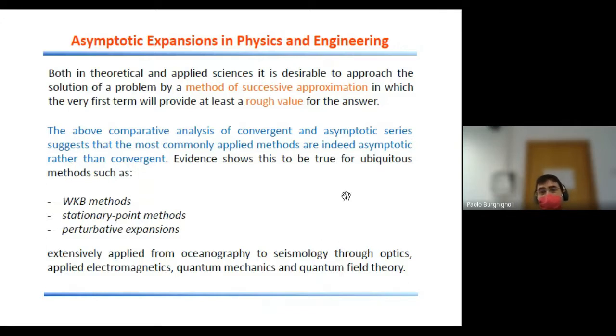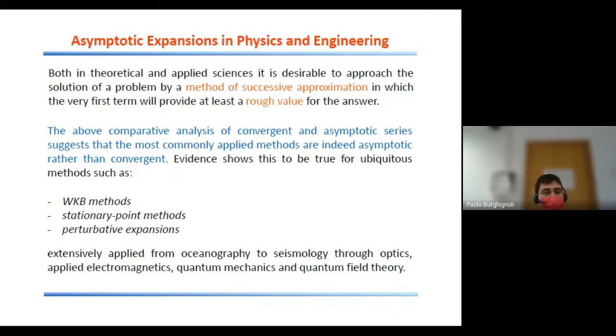And actually, asymptotic expansions in the form of divergent series appear in virtually any application area. Examples are the so-called WKB methods, Wentzel, Kramers, Brillouin, that are also called phase integral expansions. They are very used, for example, in quantum mechanics, but also in the theory of propagation in non-uniform media. Then there is the vast class of the so-called stationary point methods. We will address them next week. And then the perturbative expansions on which, for example, quantum field theory is mostly based, with applications again ranging from oceanography to seismology through optics, applied electromagnetics, quantum mechanics, and so on.